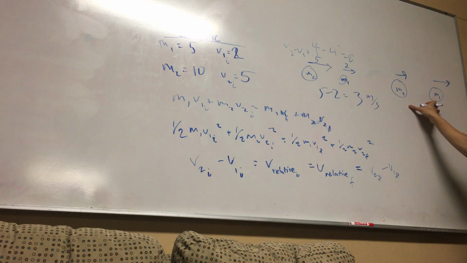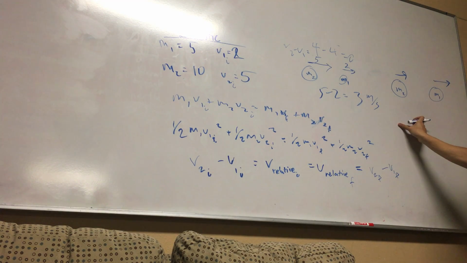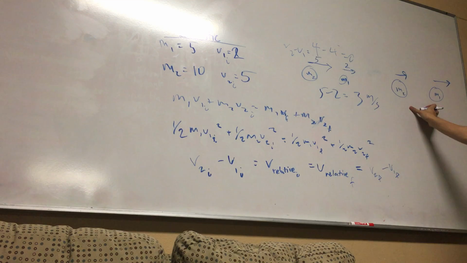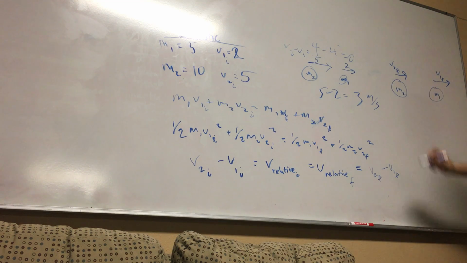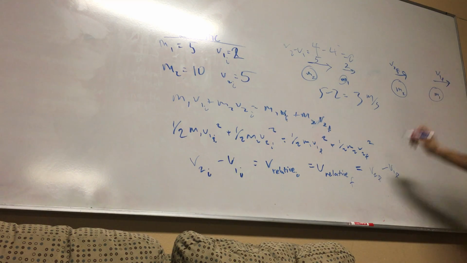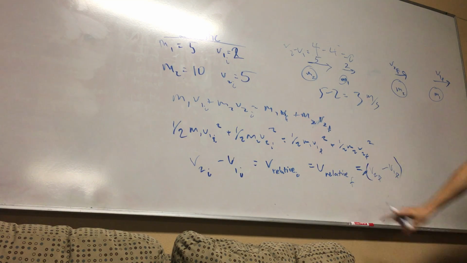M1's going to be traveling faster than M2, right? It has to be traveling faster than M2 or else they're going to collide again, but they only collide once. And what we calculate here is positive, so it has to be the velocity, so this is velocity 1 final, this is velocity 2 final, right? So it's actually the negative of this number. That's the relative velocity final.